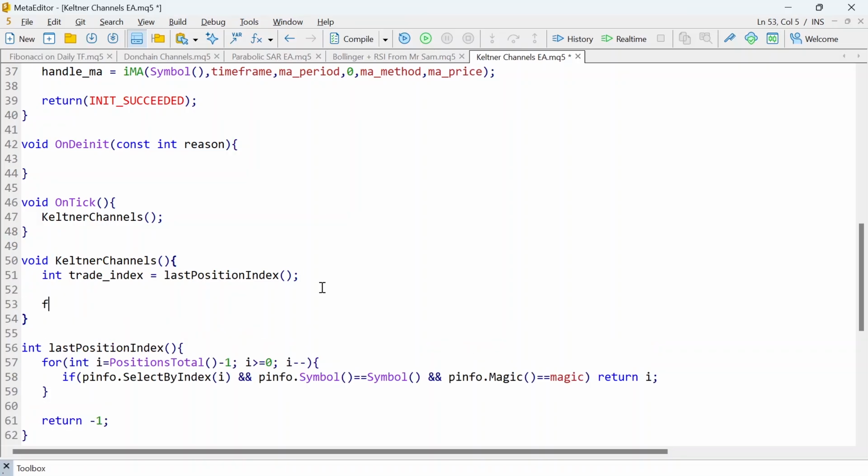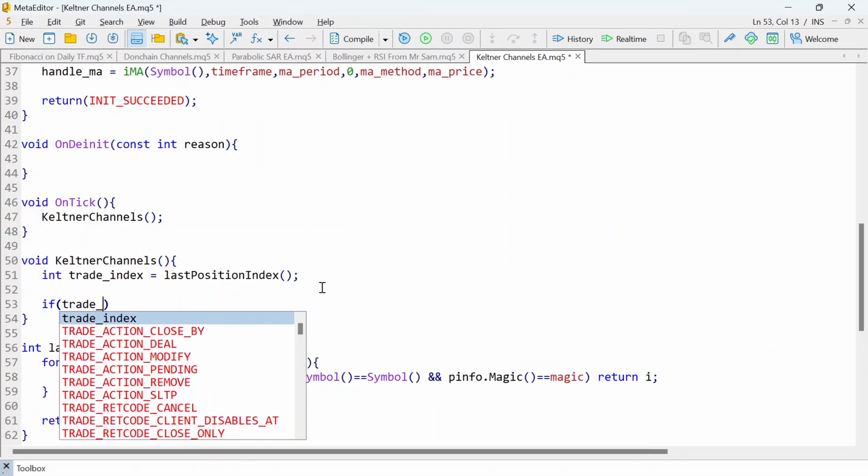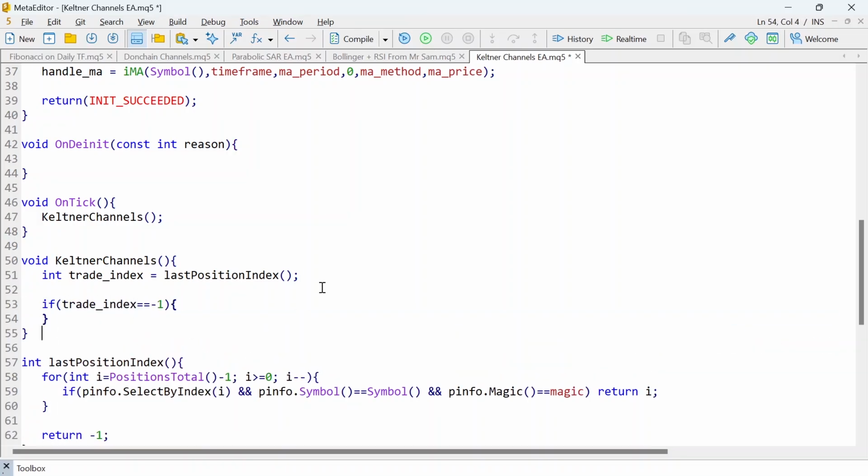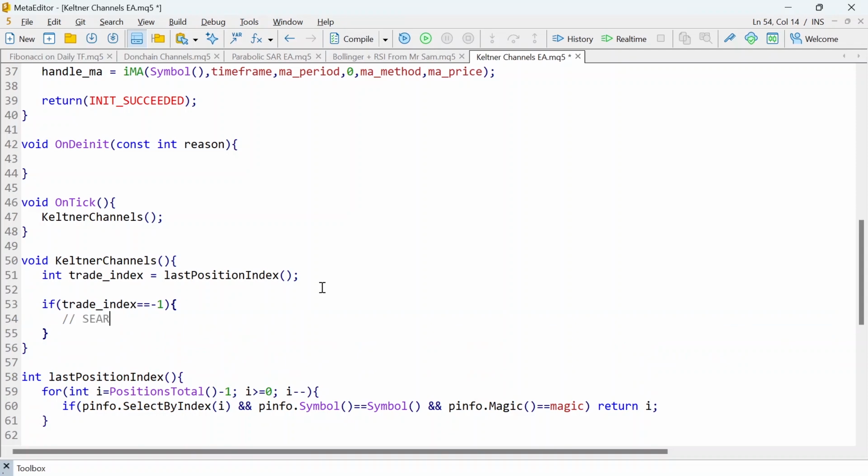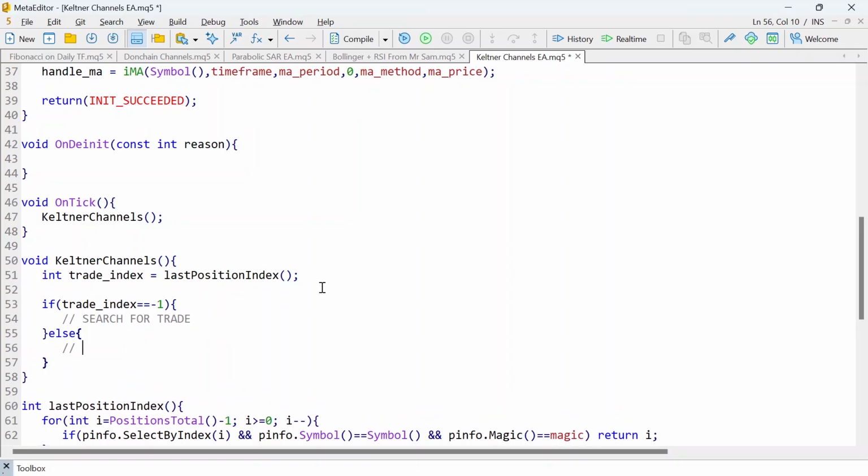So now, in the case where there is no open position, right? So we are going to search for trade. Search for trade. And in the case where it is able to get position, we are going to manage position. E.g., maybe trail. So how do you search for trade?